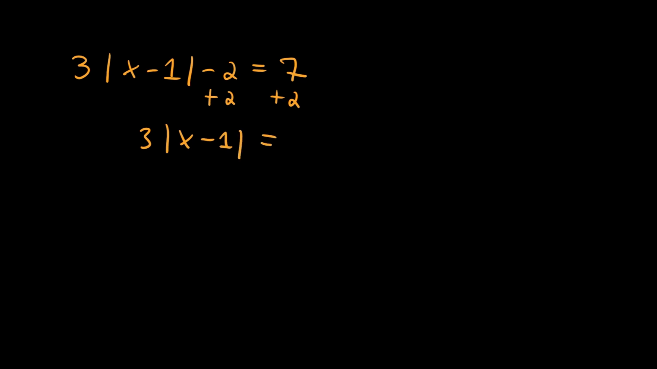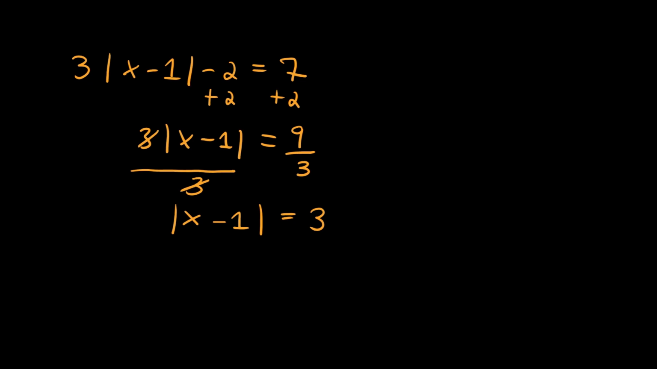Now let's try this one. 3 times the absolute value of x minus 1, minus 2 equals 7. So before we can do anything, let's try to reduce this and simplify it before we try to find the absolute value. So let's add 2 over here, and let's add 2 over here. So now we will have 3 times the absolute value of x minus 1 equals 9. Now let's divide by 3 because we need to isolate the absolute value. Let's divide by 3. Now we will have the absolute value of x minus 1 equals 3.